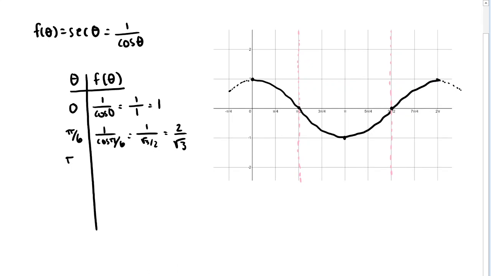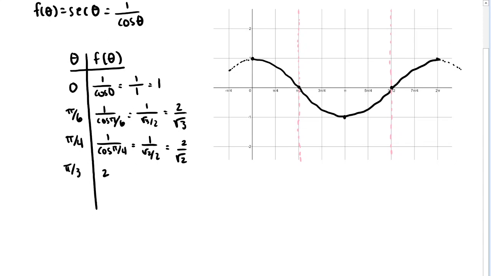And so if I plug in pi over 4, we get 1 over cosine of pi over 4. This is 1 over the square root of 2 over 2. And again, dividing by that fraction is the same as multiplying by the reciprocal. And so this is 2 over the square root of 2. I plug in pi over 3, and this is 1 over cosine of pi over 3. Cosine of pi over 3 is 1/2. This gives us 2.